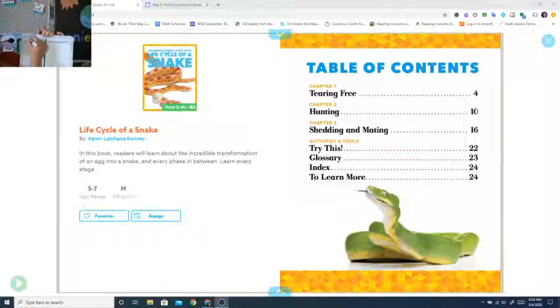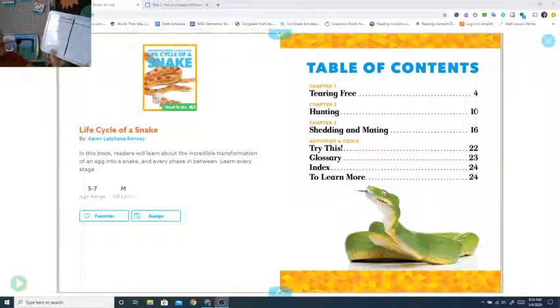Text features just mean features that have words with them, okay? So that would be things like the title, and I'm going to leave a little space here, the title page, subtitles. I'm going to give myself a little more room for subtitles. It could also mean captions.